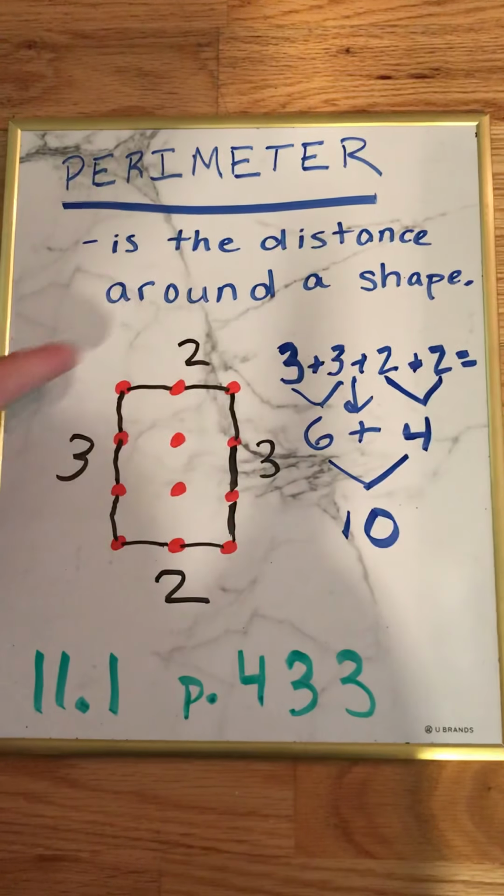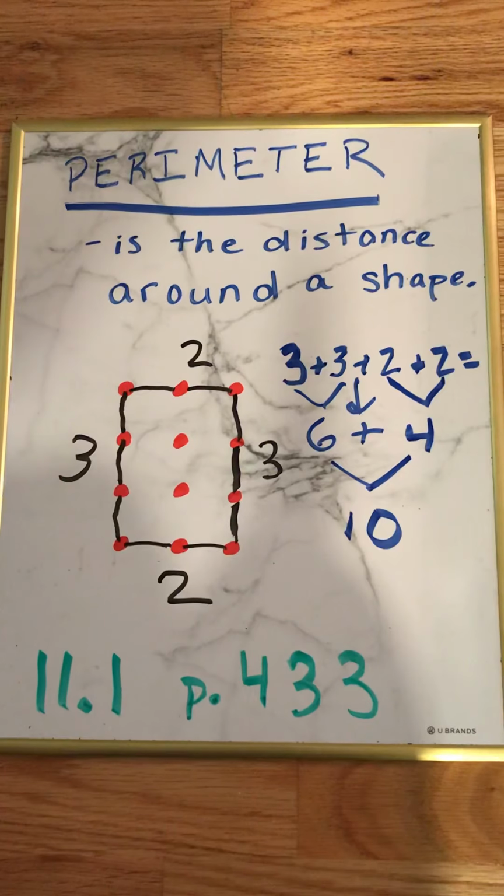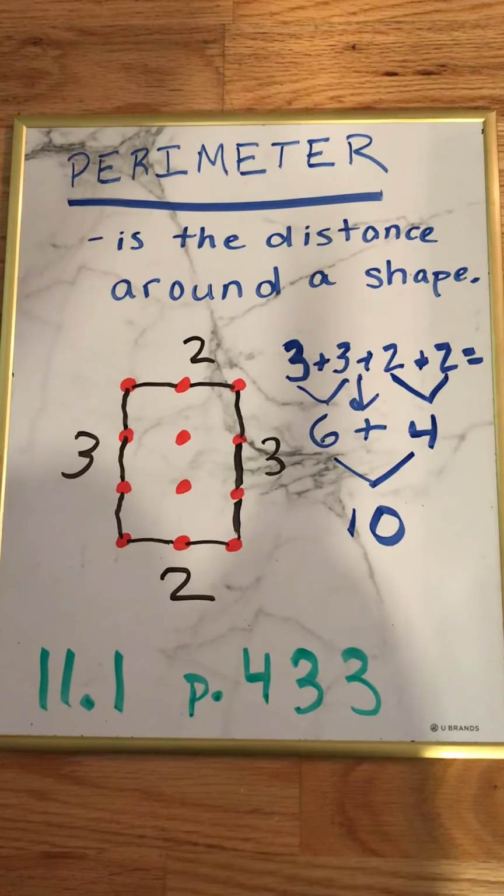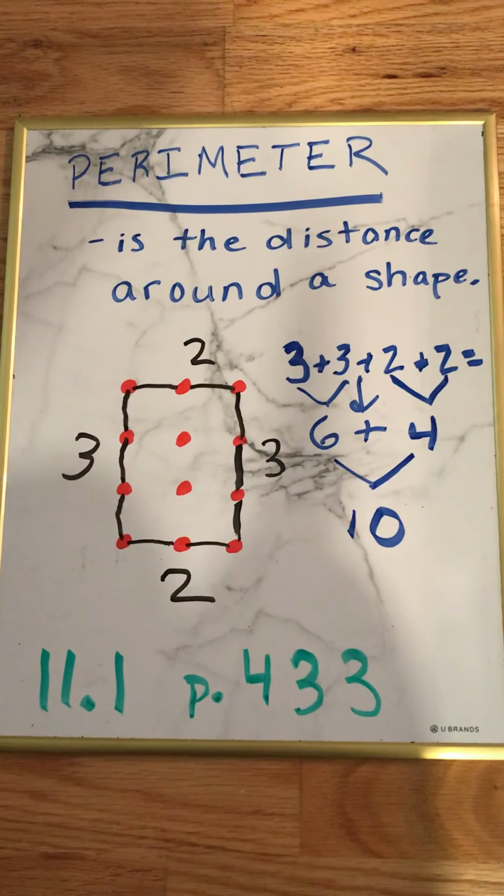Also, my last thing is I really like to label them. I like to label each side because it gives me a really good visual on exactly what I need to add at the very end.